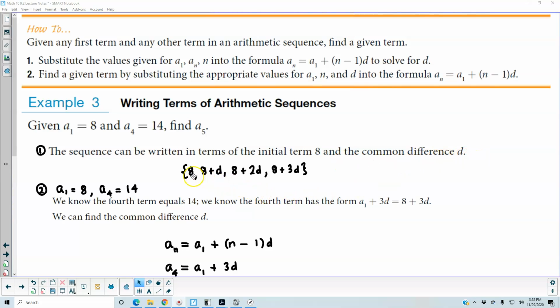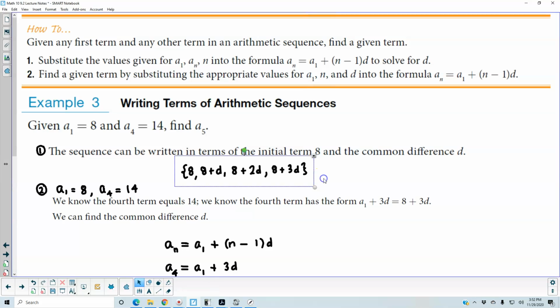So we know that we have 8 for the first term. The second term is 8 plus the common difference d. The third term is 8 plus 2 times the common difference d. And the fourth term is 8 plus 3 times the common difference d.